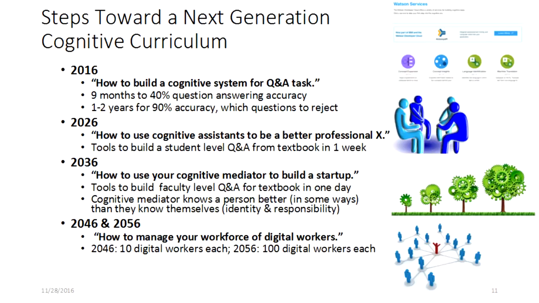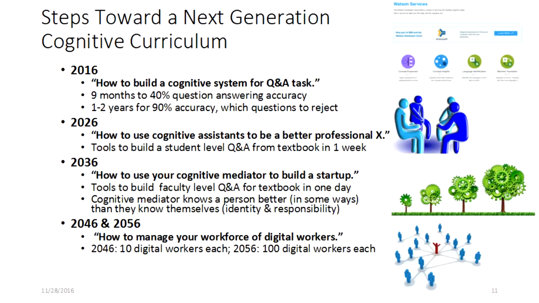So in 2026, the course won't be so much about how to build digital cognitive systems for question answering tasks. The challenges will start shifting to how do you use a cognitive assistant to be a better professional, like a doctor or a lawyer or an accountant or any other type of job. By 2036, the ingesting of a textbook to build a question answering system we project will happen in 1 day, and it'll be a faculty-level question answering system.